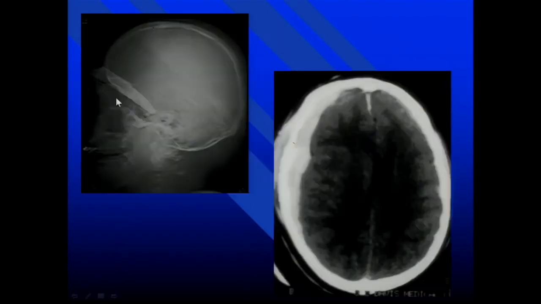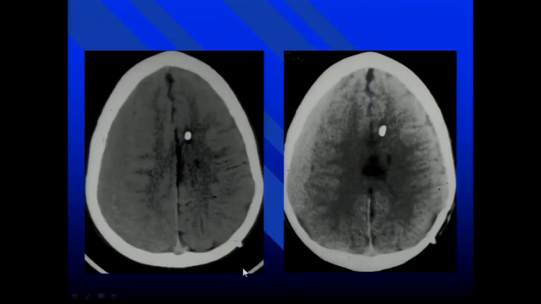Okay, this is a patient who came in with a big butcher knife sticking out of his head. They put him in the CT scanner, and he had this subdural hematoma, and again, you could see it confined by the falx as well.